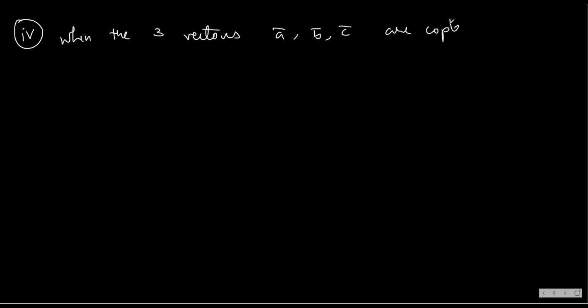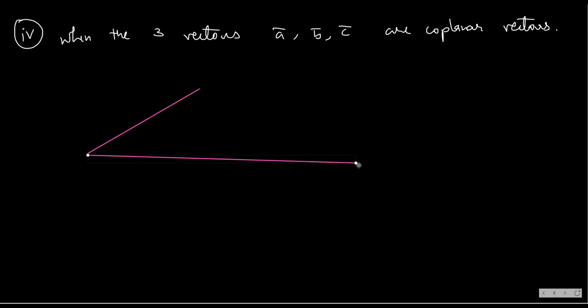We are writing the cases when the scalar triple product can be 0. The fourth one is when the three vectors a bar, b bar, c bar are coplanar vectors. They are coplanar vectors. Okay. Now, how do we have this case working? See, suppose I have a plane here. Let me have a plane here. So this is a plane.